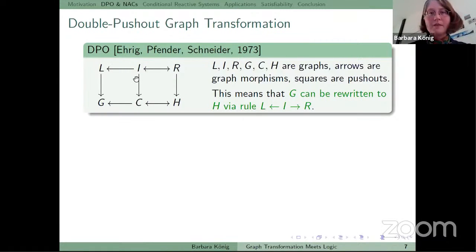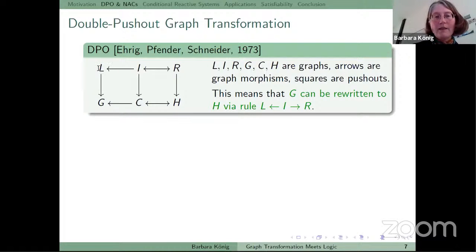Okay, and these are all graphs. So L, I, R, G, C, H are all graphs. And the arrows are all graph morphisms. And the squares are pushouts. So what does it mean to have a pushout? Especially look at this left-hand square.